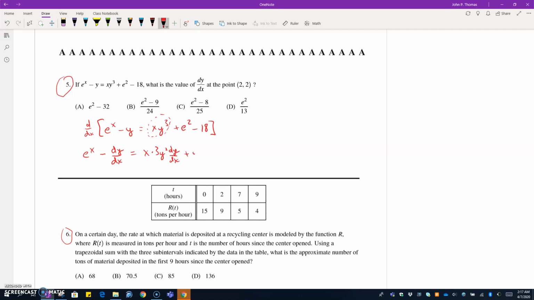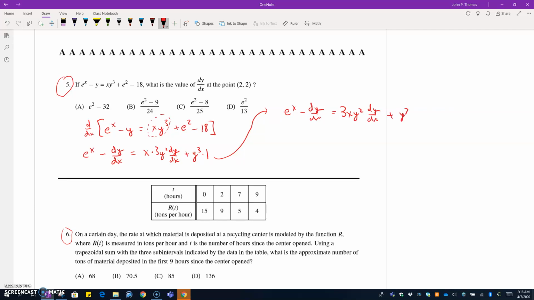Then we're going to have plus the second, and d first, derivative of x with respect to x is just 1. Alright, e to the second is a constant, so the derivative of that is 0. 18 is a constant, so the derivative of that is 0. So now I'm going to bring this over here, and I'm going to just clean it up a little bit. So I've got e to the x minus dy dx equals 3xy squared dy dx plus y cubed.